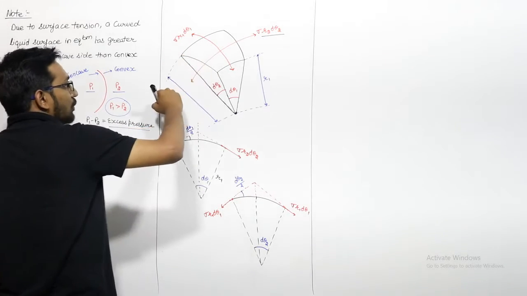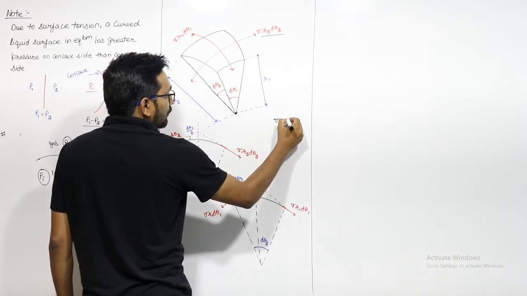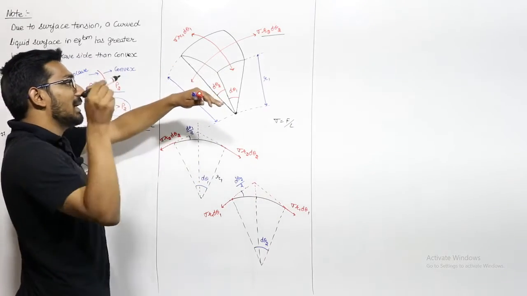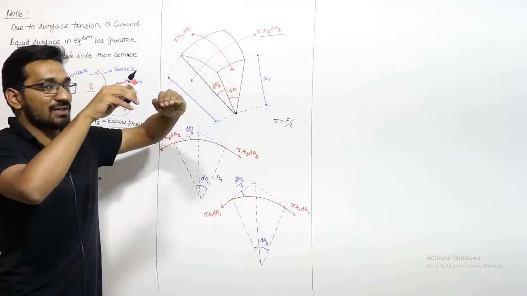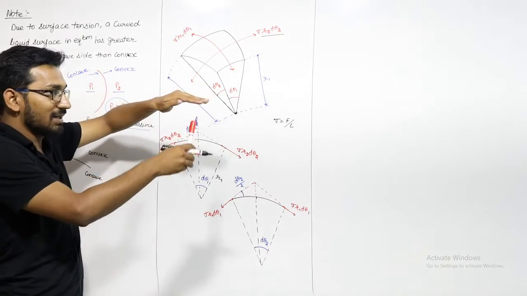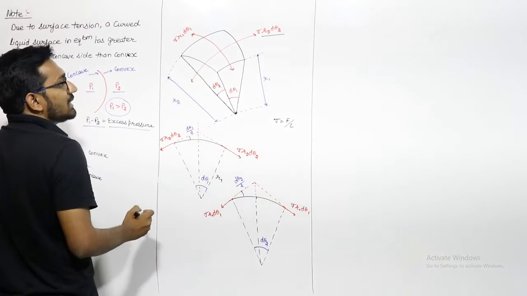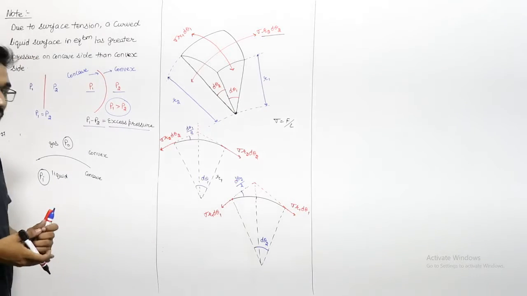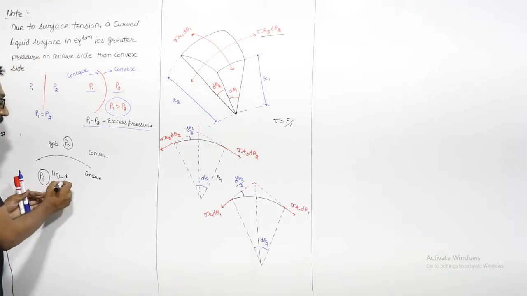The surface tension force is a line force, and surface tension is force per unit length, where the length is perpendicular. We are calculating the surface tension on this plane, so this is the length we have to take into account, which is R2 d theta 2. So the surface tension force will be sigma into R2 d theta 2, where sigma is the surface tension between this liquid and this gas.